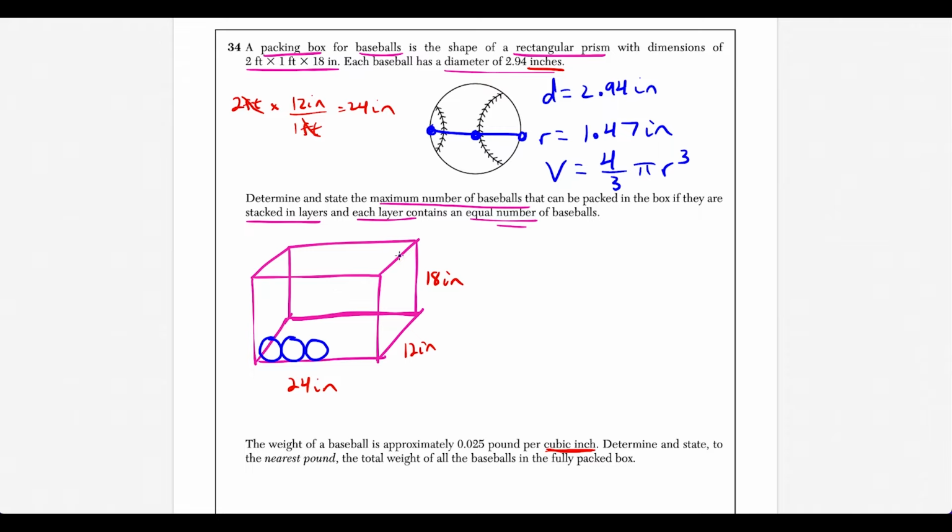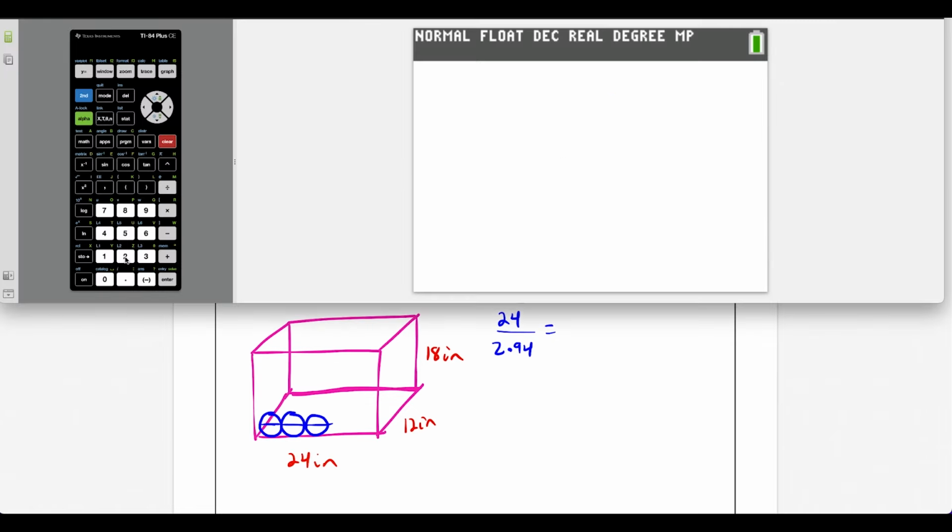So what we're going to do is we're going to take the length, 24, and it's 24 inches, but we could leave the units out for this part. So 24, and we're going to divide by the diameter of the baseball, because you can see here, as we start stacking these baseballs, we're kind of just lining up all these diameters here. So we're going to have 24 divided by 2.94, and that's going to tell us how many we could fit going across. And we're going to repeat that for the other dimensions. So let's do all three division problems.